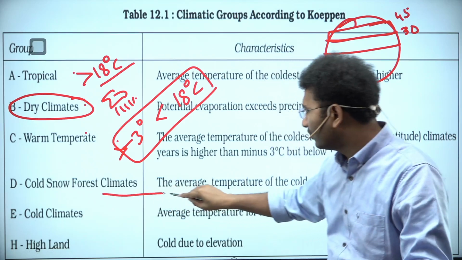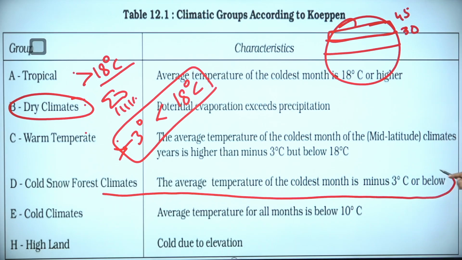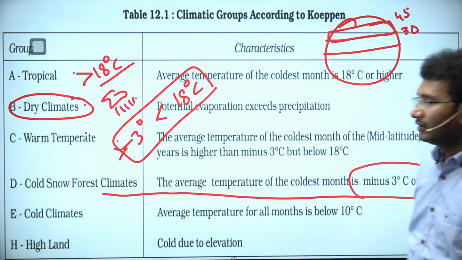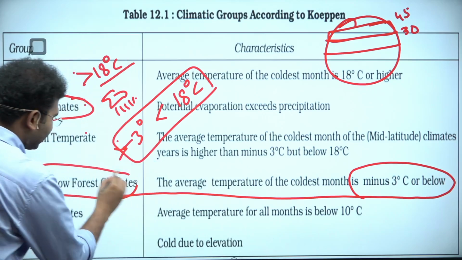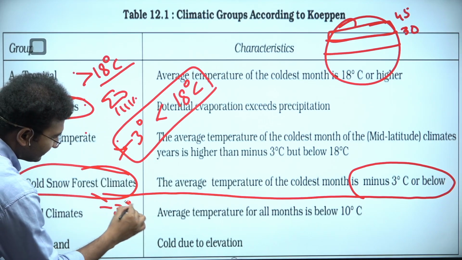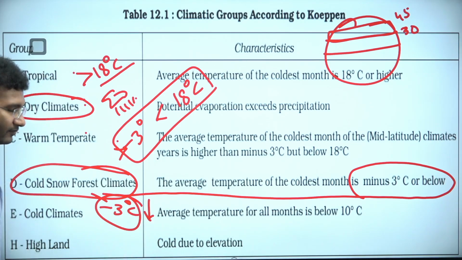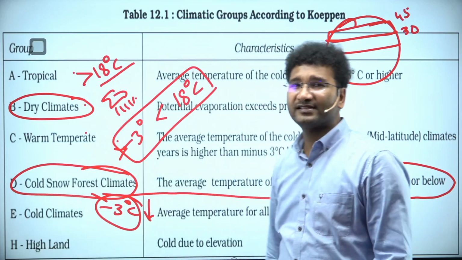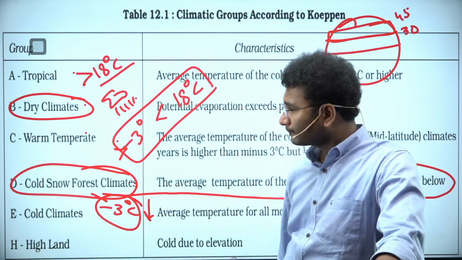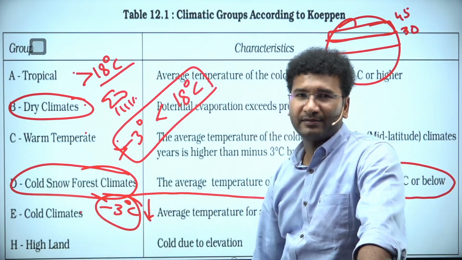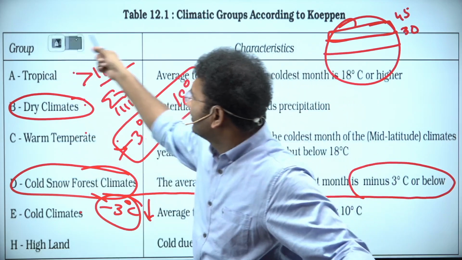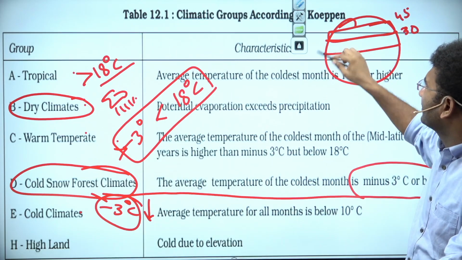Whereas cold snow, the average temperature of the coldest month is -3 or below. That means the cold snow forest type of climates should be less than -3 degrees Celsius, right? It should be less than -3, right? E is cold type of climates.